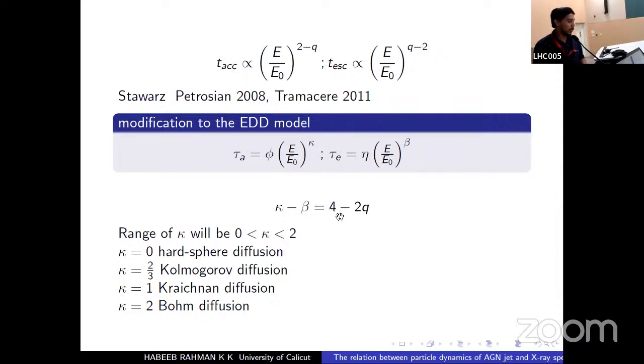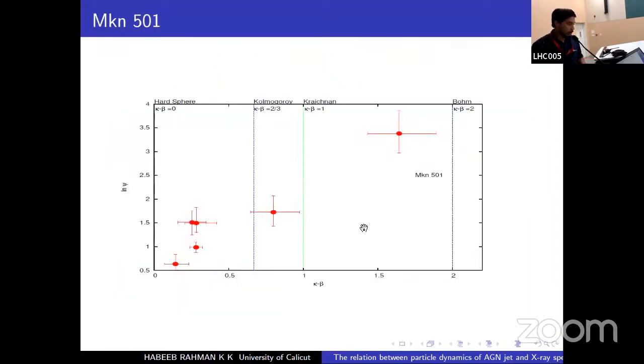So by comparing these to kappa and 2 minus q, and beta and q minus 2, we will get kappa minus beta like this, 4 minus 2q. Initially it was 2 minus q. Now a multiplication by 2 came because of this modification. And the corresponding kappa value we can evaluate by substituting the q value in this equation.